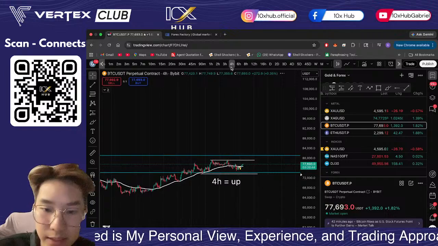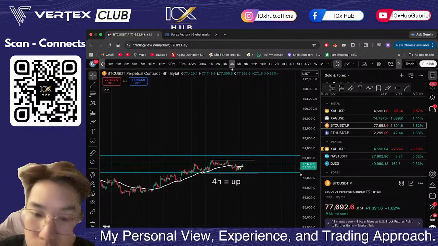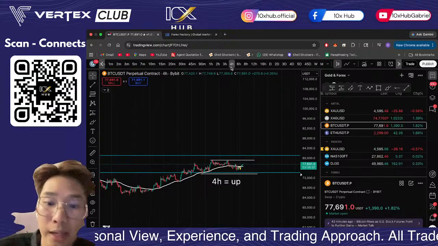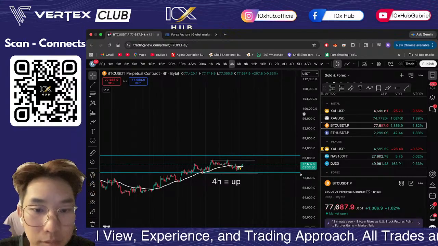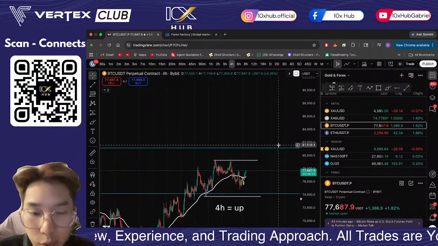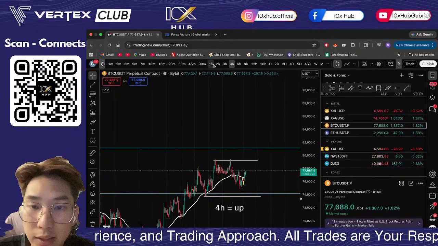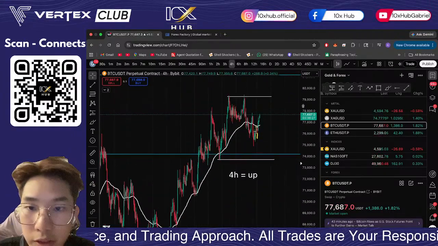Because right now what I can see, and what I can identify, is that in the 4-hour graph, it is an uptrend. In the 1 hour graph, it is also an uptrend right now. And we couldn't do any long entry right now, because we're currently sitting in a very big resistance area.